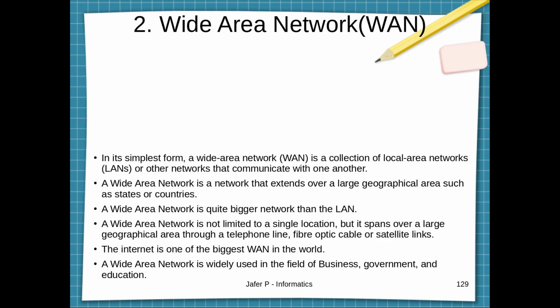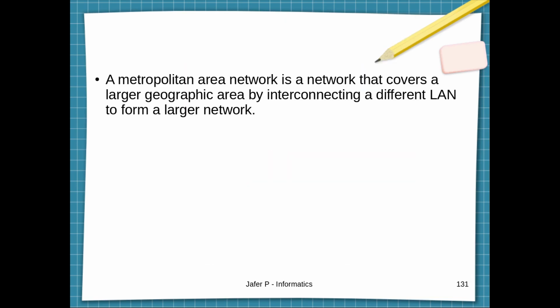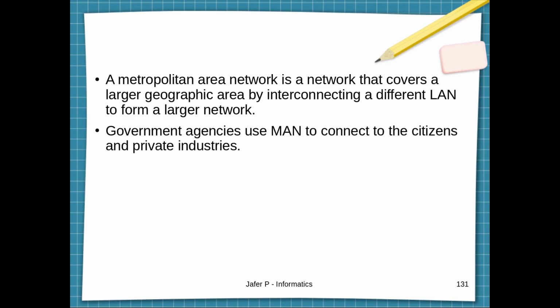In its simplest form, a metropolitan area network is a network that covers a larger geographical area by interconnecting different LANs to form a large network. It's not like a wide area network. The area it covers is higher than a wide area network. Government agencies use MAN to connect to the citizens and private industries.